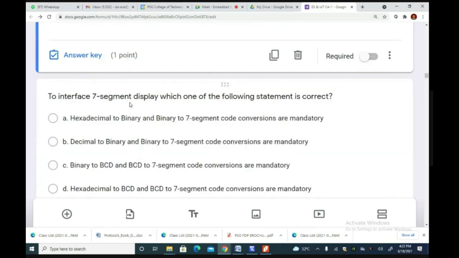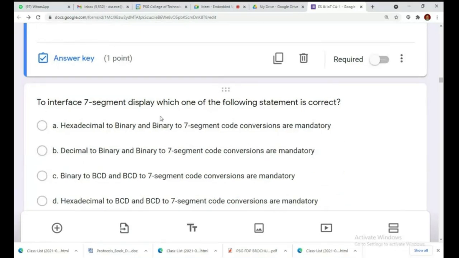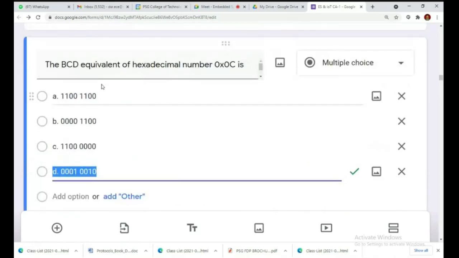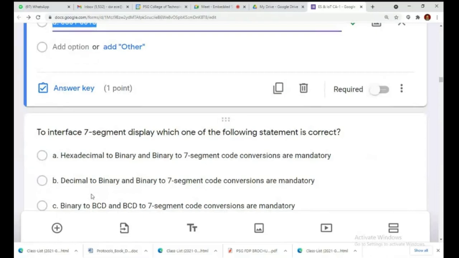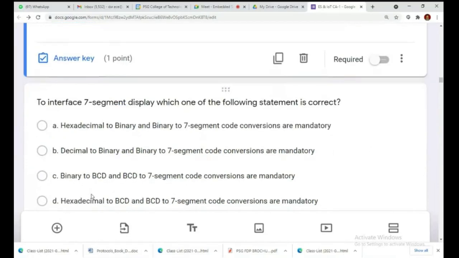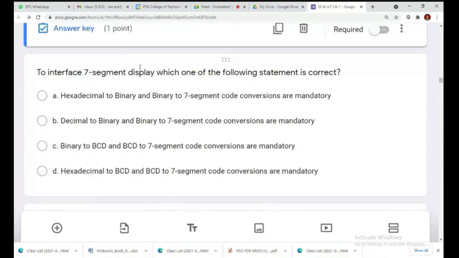To interface 7-segment display, which one of the following statements is correct? As you see rightly here, first you have to convert binary to BCD like this, and this BCD has to be converted to 7-segment code. So binary to BCD and BCD to 7-segment are the two code conversions which are mandatory for interfacing 7-segment display. So C is the right answer.